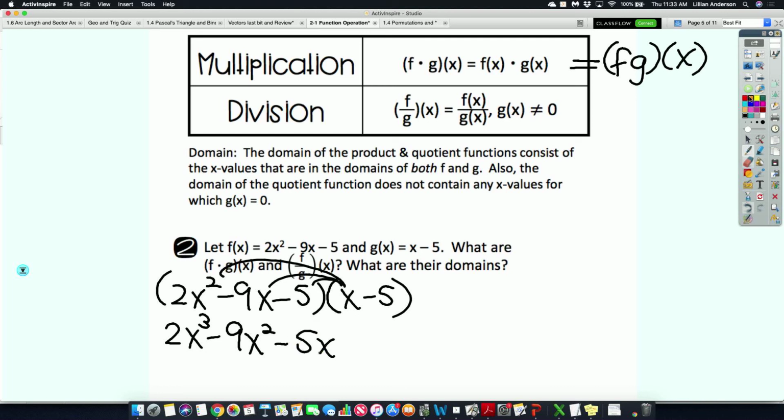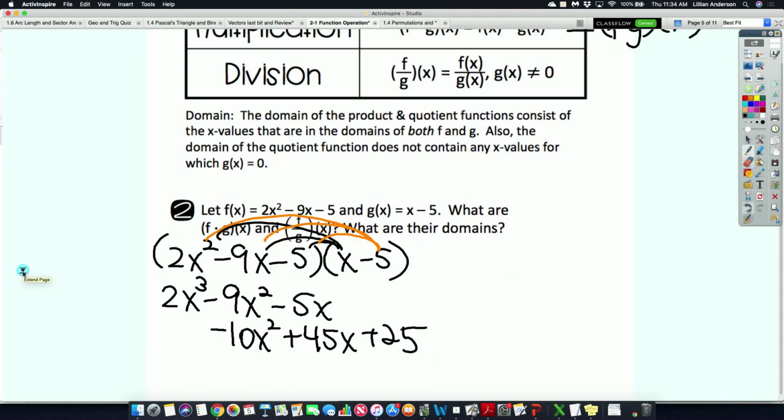Now I need to do the negative 5 to all of them. What's negative 5 times 2x squared? Negative 10x squared. What's negative 5 times negative 9x? 45x. And what's negative 5 times negative 5? Positive 25. Watch your signs when you're multiplying. Now, can I combine any like terms? Yes. I like doing it this way because then I can see the terms I need to add. What's negative 9x squared minus 10x squared? Negative 19x squared. Negative 5x plus 45x is 40x. And then 25 just stays as it is.